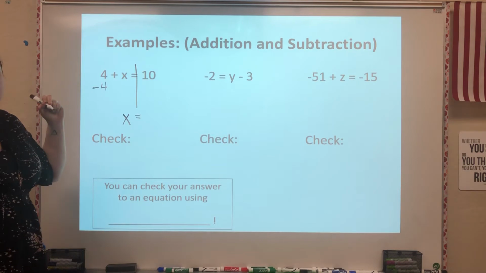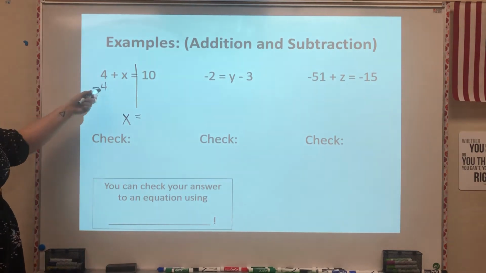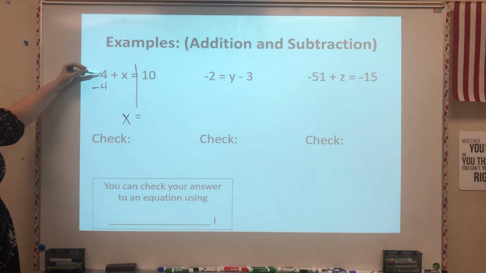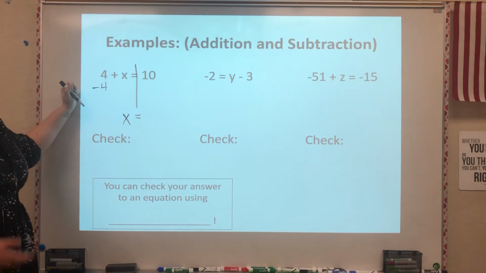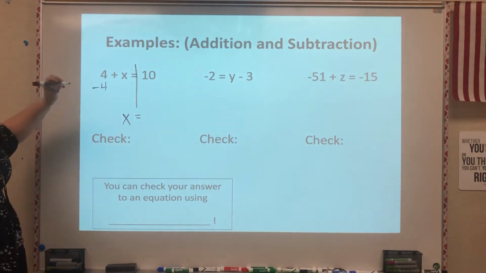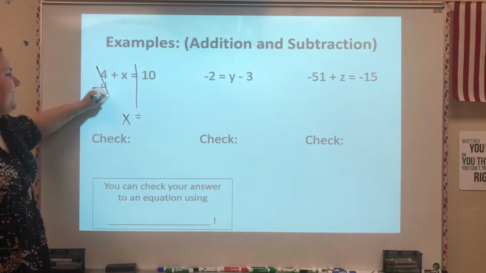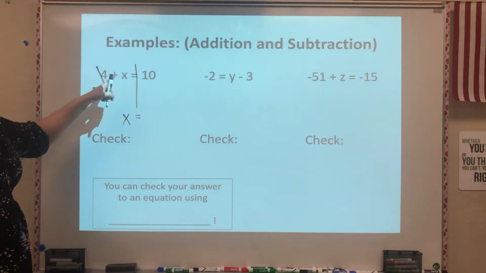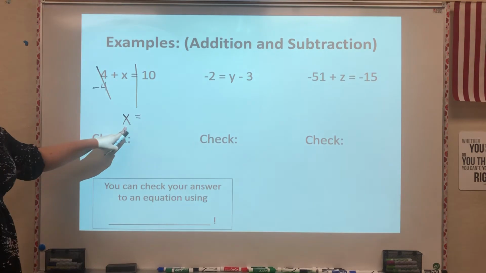The reason that helps me is because what am I going to have over here? Well, 4 minus 4, that gives me 0. 0 is nothing. The word we use in math a lot is it cancels out. Means there is no more 4 in my problem, and all I have left is x.